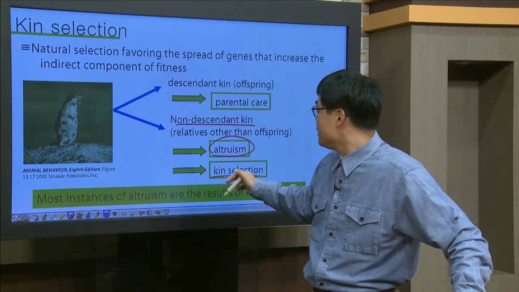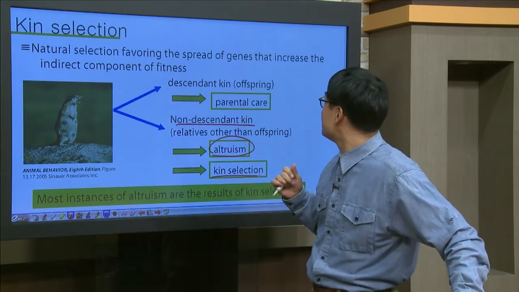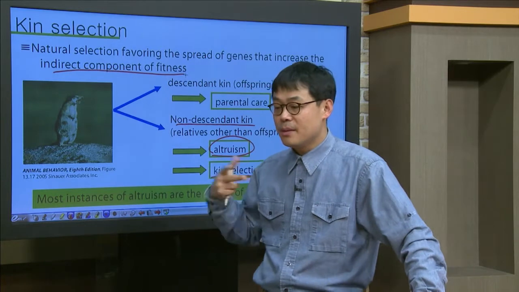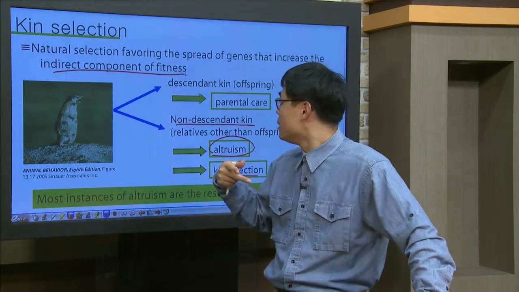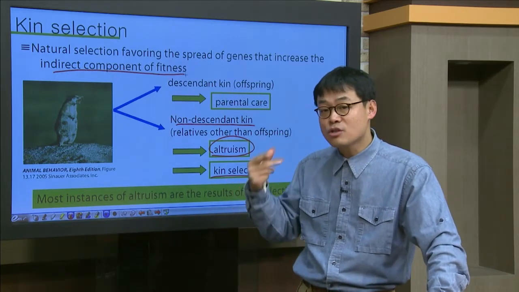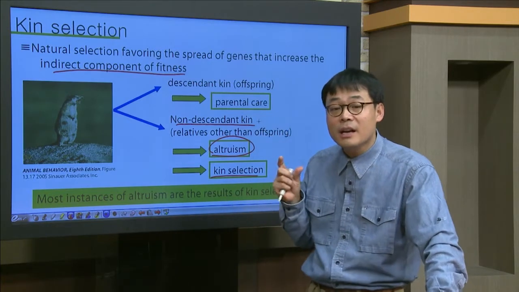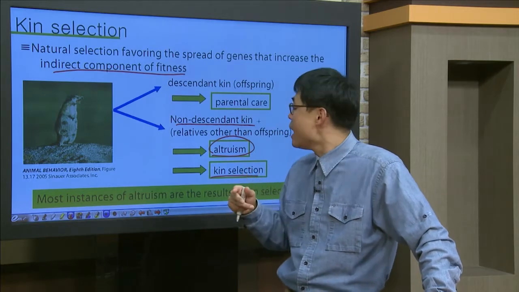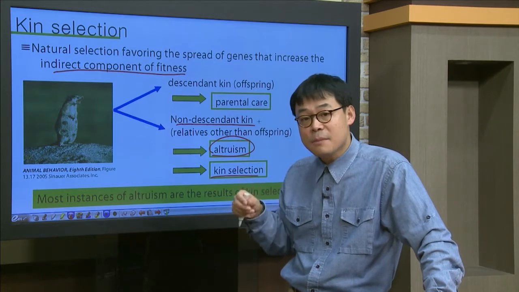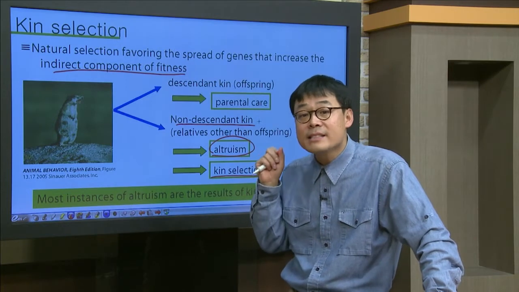And by kin selection, what I mean is natural selection favoring the spread of genes that increase the indirect component of fitness. And what is the indirect component of fitness? The descendant kin, that's your direct fitness. That's the offspring from you. But the non-descendant kin, even if they are not your own offspring, you and this non-descendant kin share the same genes, because you and the non-descendant kin share a common ancestor.